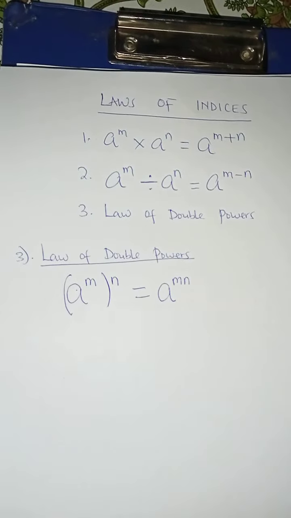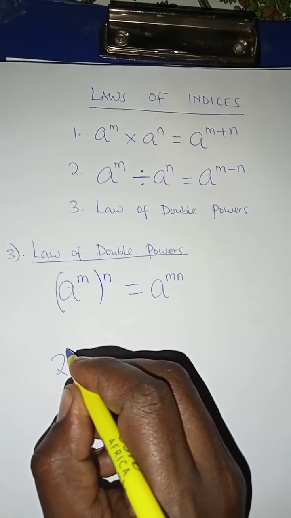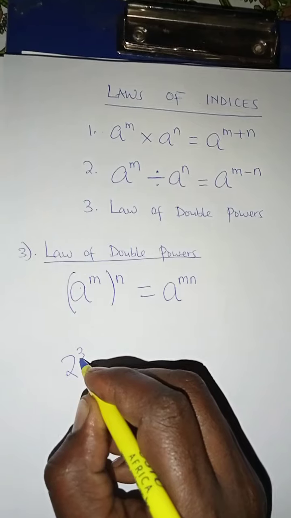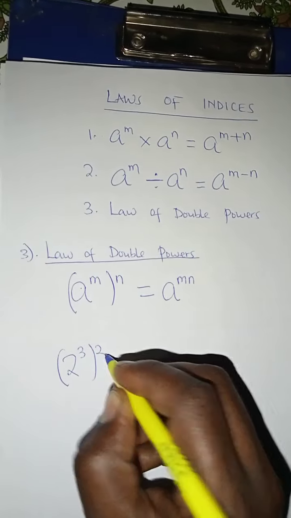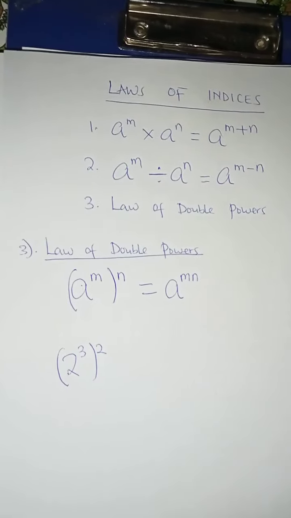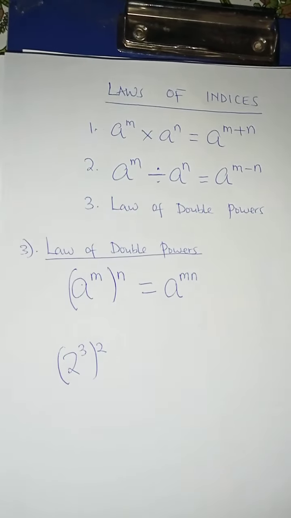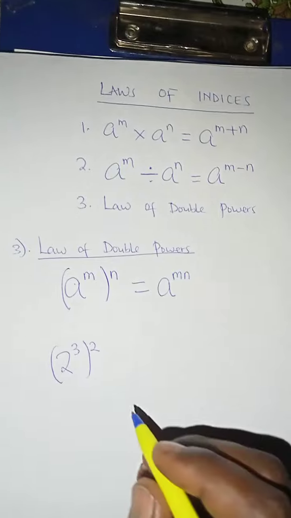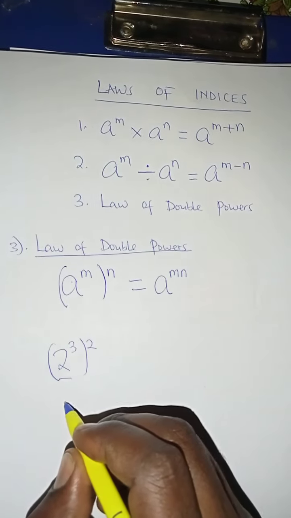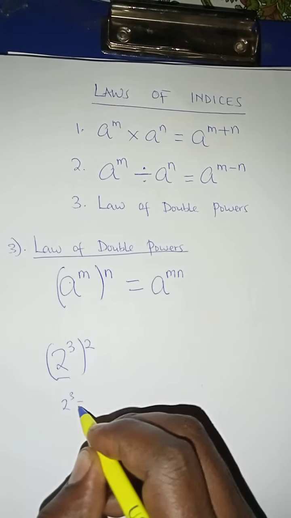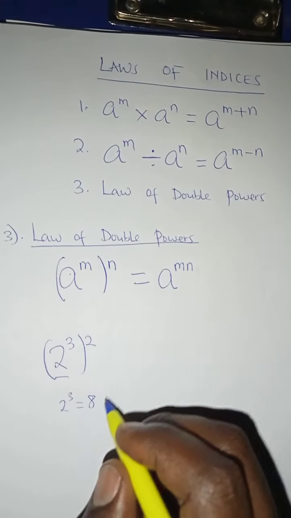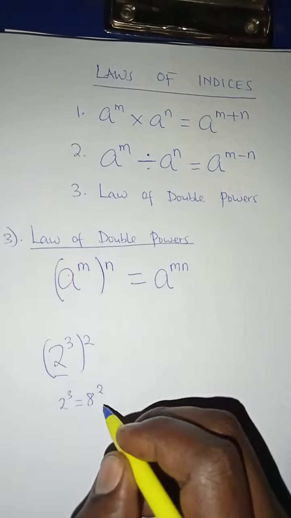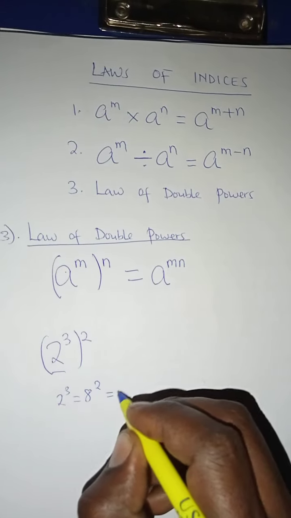Let's look at this example. 2 raised to power 3 initially, and after you do that, raise the answer to power 2. Let's look at the conventional way before we apply this law. 2 raised to power 3 is supposed to be 8. After getting the answer 8, let's raise it to power 2. So we are supposed to get how many?